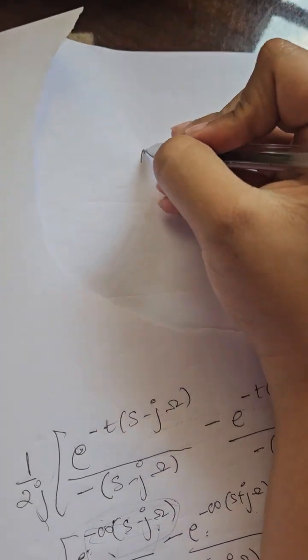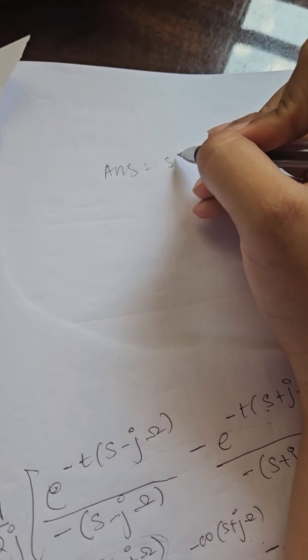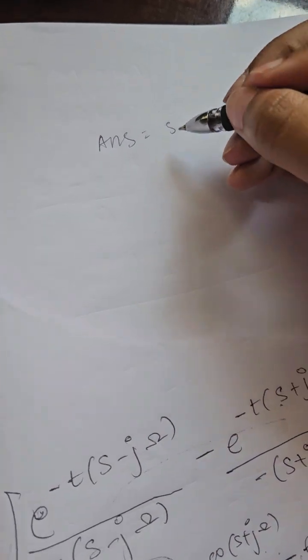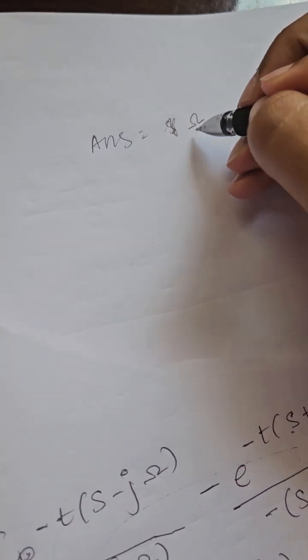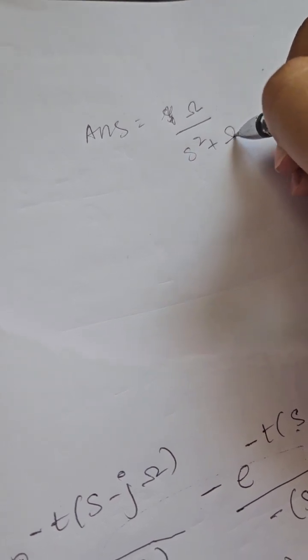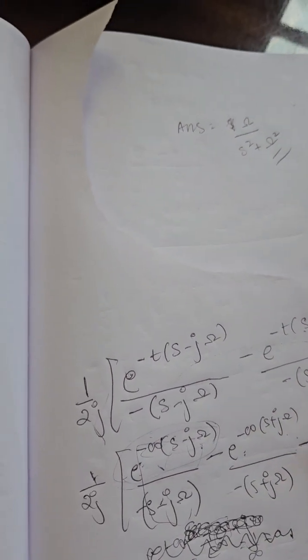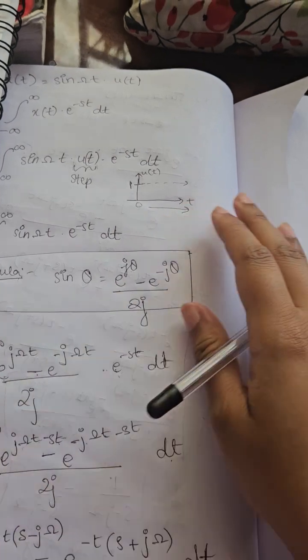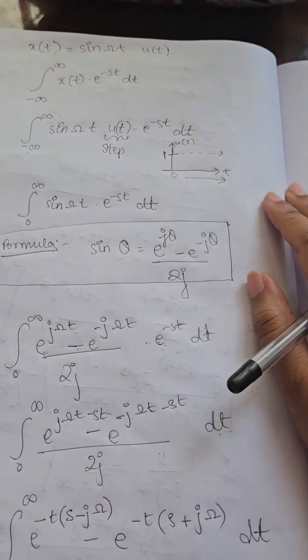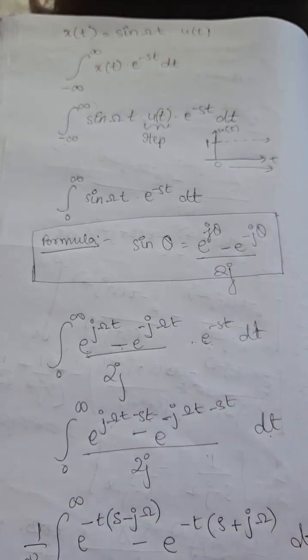But yeah, your final answer was equal to omega upon s square plus omega square. And that's how you find the Laplace transform for this question. Yeah, so that's just Laplace, no region of convergence in this one.